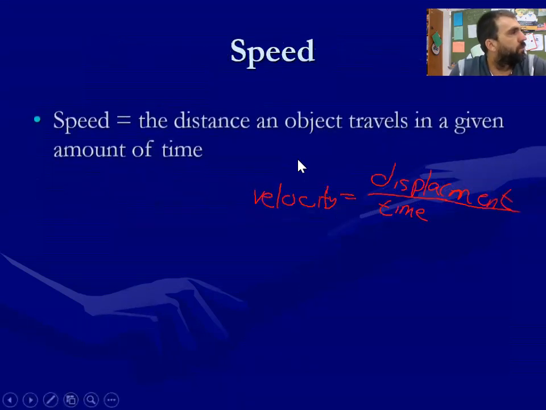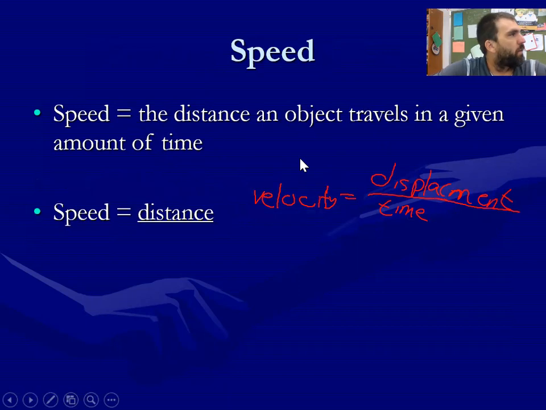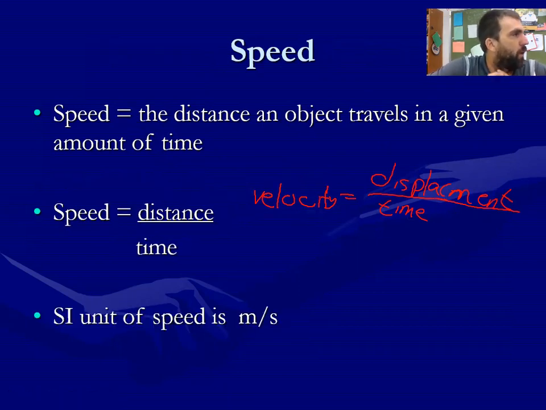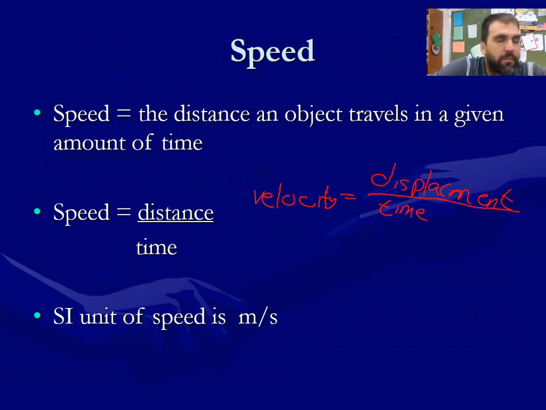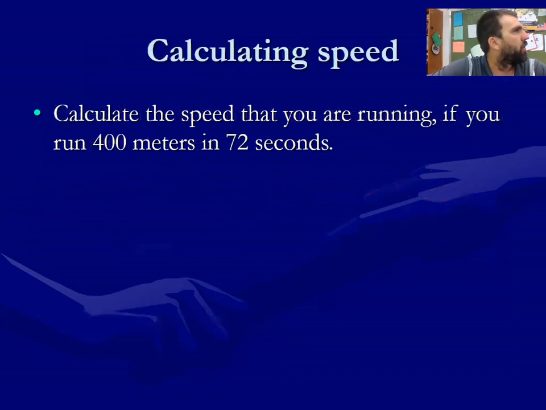All right, speed. Speed is the distance an object travels per unit time, okay? Speed is distance divided by time. The SI unit of speed is meters per second because the SI unit of distance is meters. The SI unit of time is seconds. Now, velocity is displacement divided by time, okay? You can have a negative velocity if you drive backwards. You can't have a negative speed, okay?